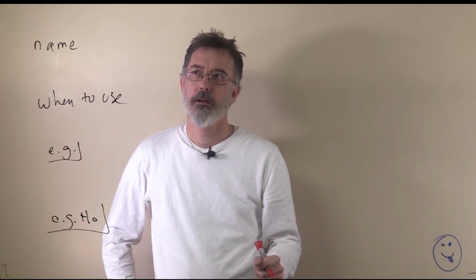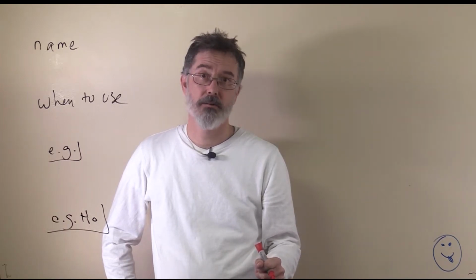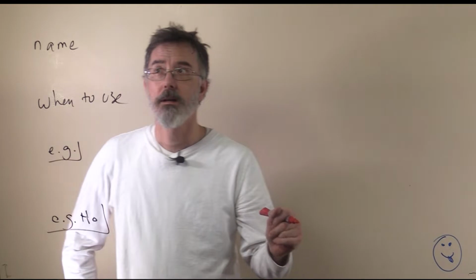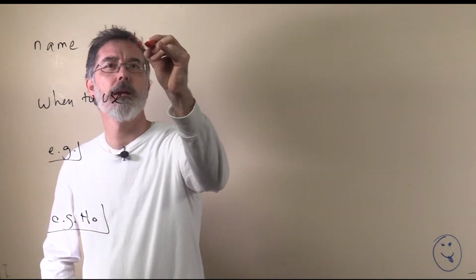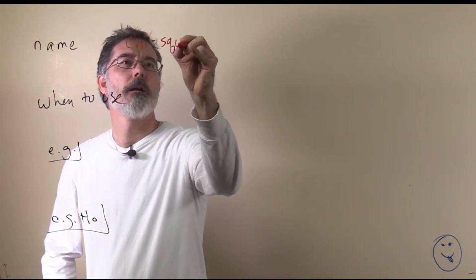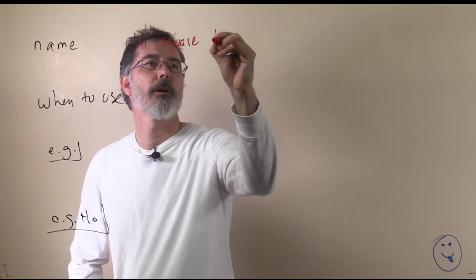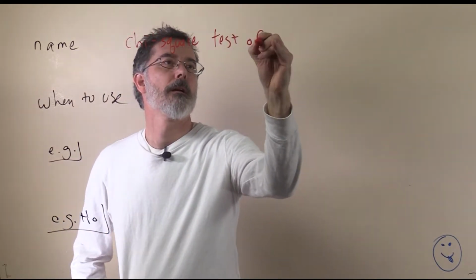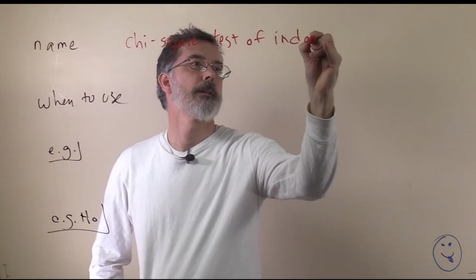So I'll talk next about the first chi-square test that we'll do in this class. It's called a chi-square test of independence.